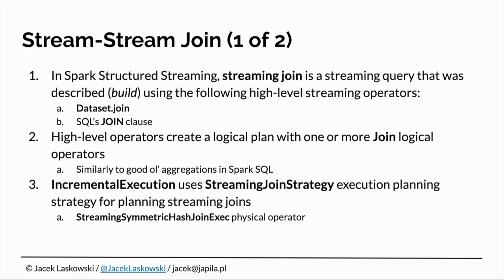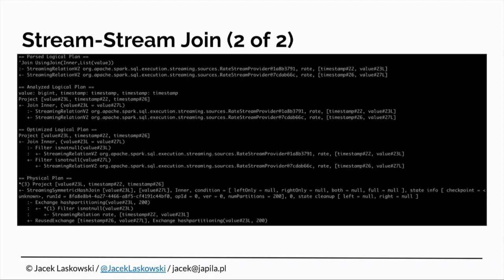Again, incremental execution uses a separate execution planning strategy called streaming join strategy for planning streaming joins. Eventually, you will see this nice looking streaming symmetric hash join exec. I'm yet to discover the reasons why they picked this name. Symmetric, okay, fine. Hash, we can guess this is by a hash that's generated for the keys, for the values. So yeah, at some point it will make sense.